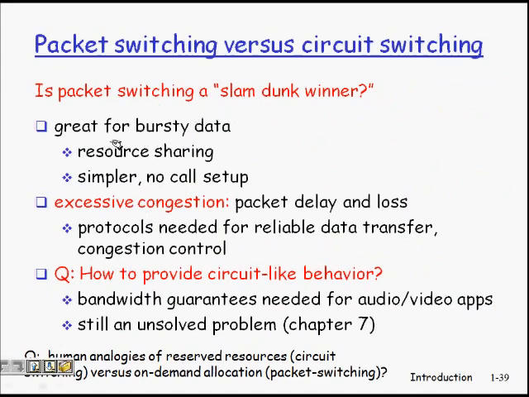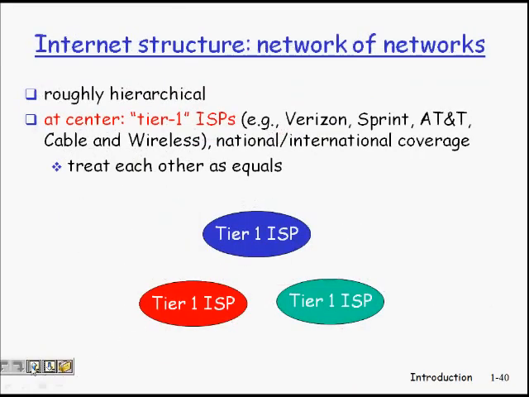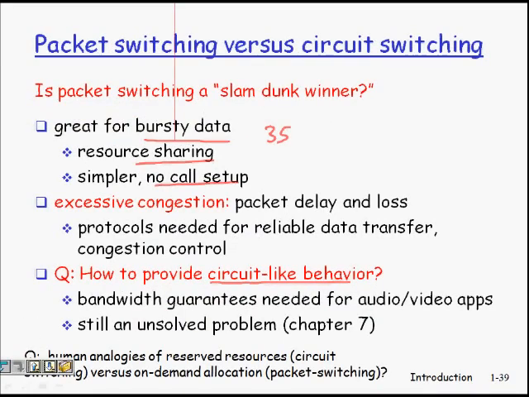So great. When is packet switching best? When there is bursty data and you don't know when it is going to come. Resource sharing is there, no call setup is required, and it's simpler, but it might have excessive congestion. Let's say if somehow all 35 users get active, then there will be delay, there will be loss, and there will be a big problem. Then the next question is how can we provide circuit-like behavior in packet switching, which we will see in the next class. So I hope you understand this.